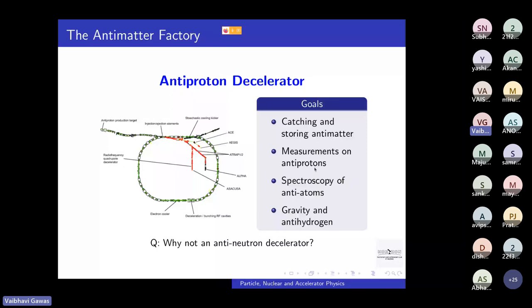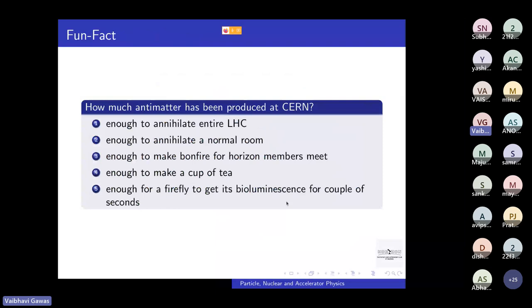Otherwise, you know that there is matter-antimatter asymmetry that can be attributed to this phenomenon. So different experiments are carried out in this sense at the Antiproton Decelerator.